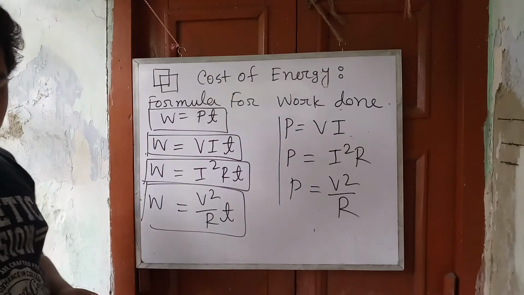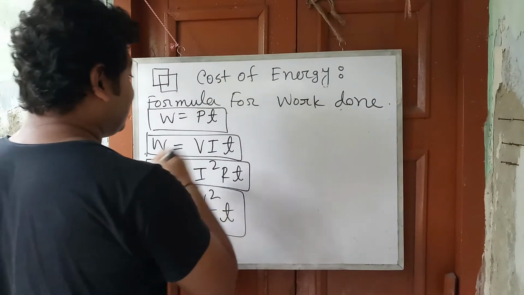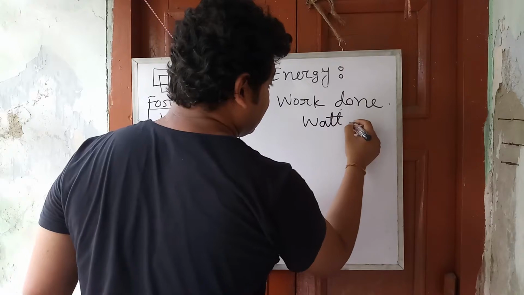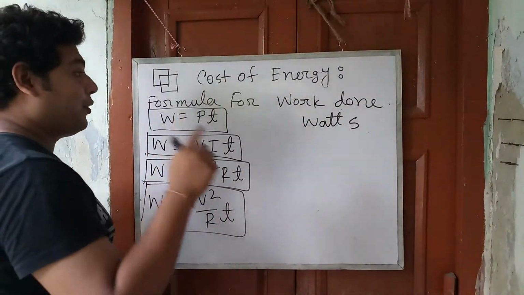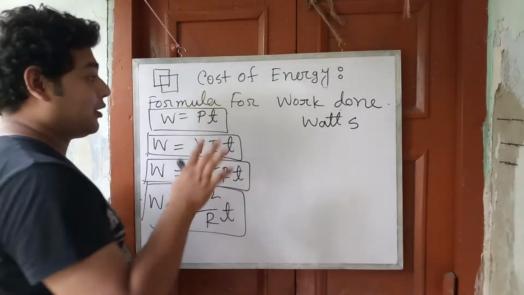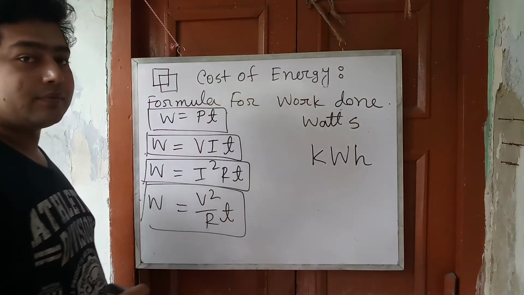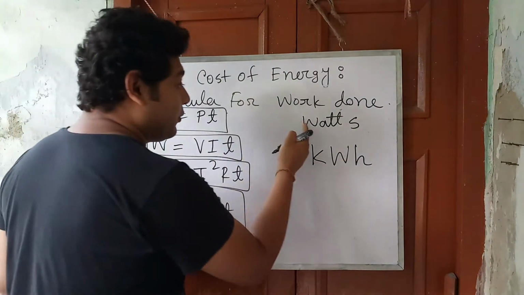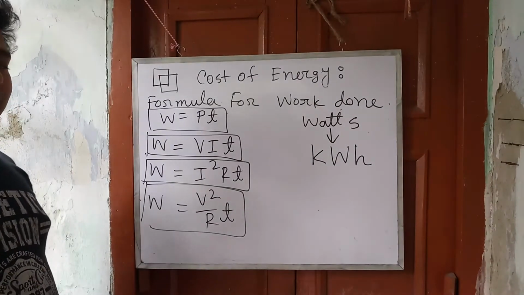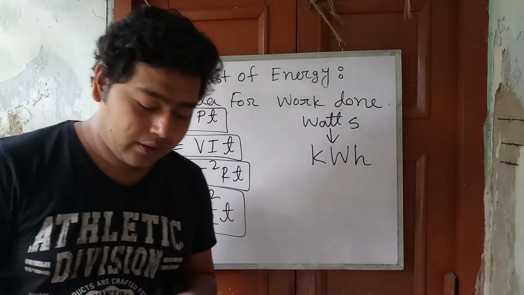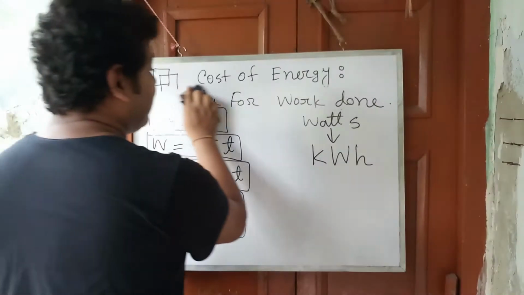Here the unit of energy is watt second. But in our daily life, we need to calculate our energy cost, and for the energy cost, the work done must be in kilowatt hour. So we need to convert this watt second energy to kilowatt hour. Then we will solve one mathematical problem.